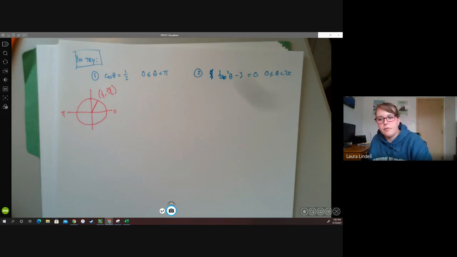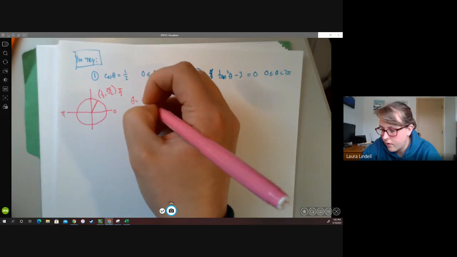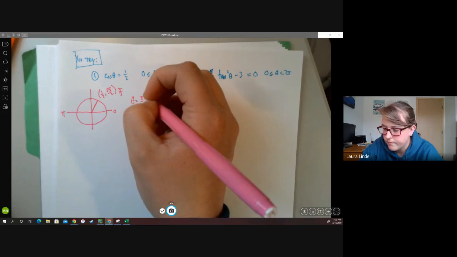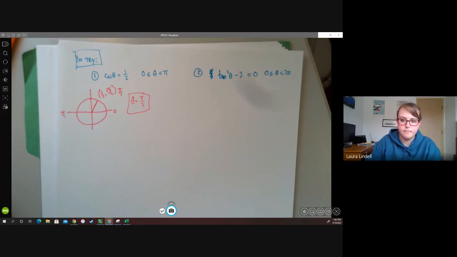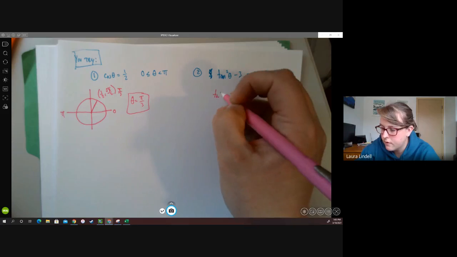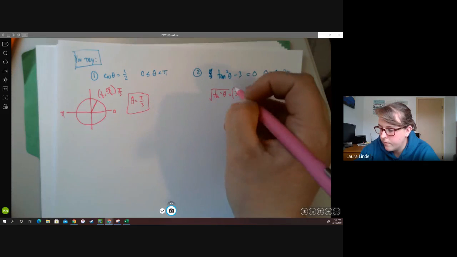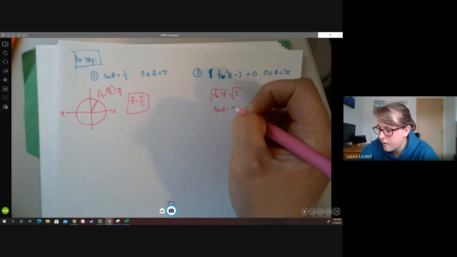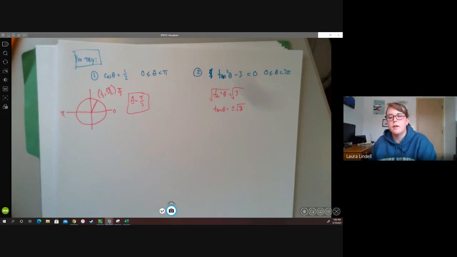All right, Jasmine's got it. For the first one, you're on the right track. If you've got one solution, that one solution should be pi over 3. On the second one, you're on the right track. If you've got tangent equals plus or minus root 3, then you're just looking for the places where tangent of theta is either positive or negative root 3.